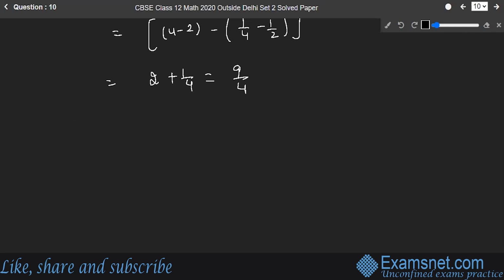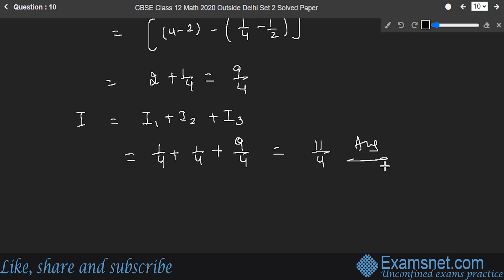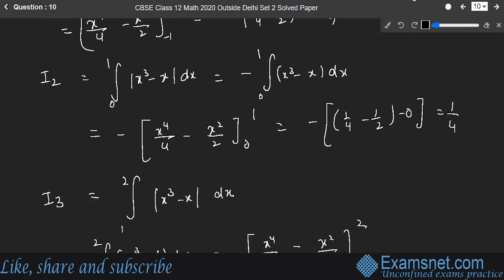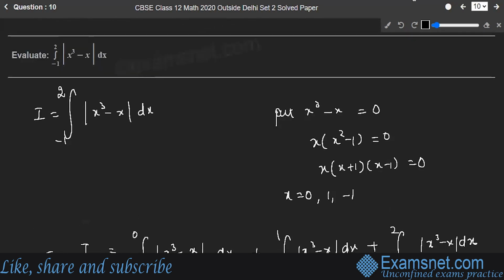Now, I was equal to the sum of I1, I2, and I3. So this is equal to 1 by 4 plus 1 by 4 plus 9 by 4. That's 11 by 4. So this is the answer to the question. Hope you got that. Let's quickly go through some once again.